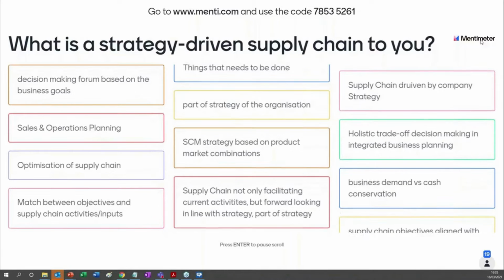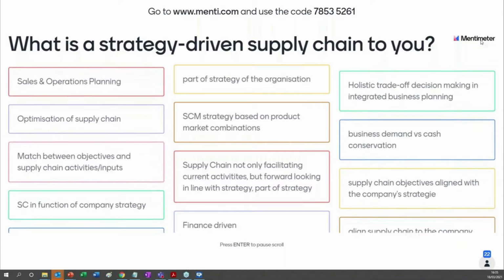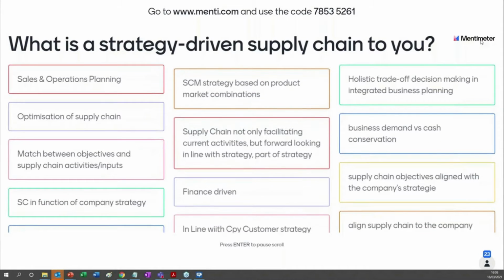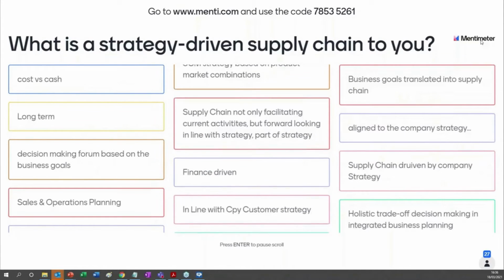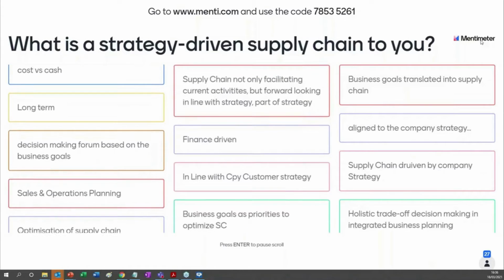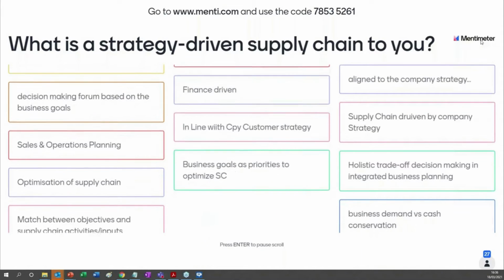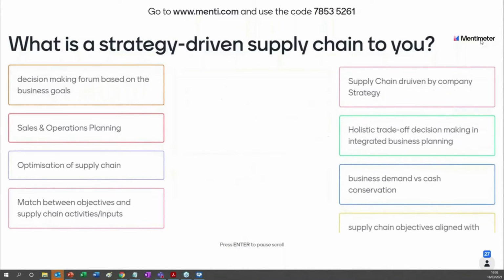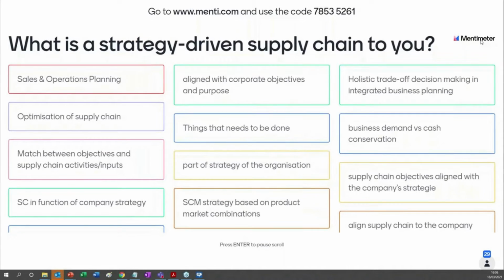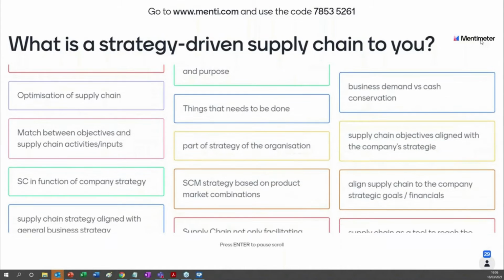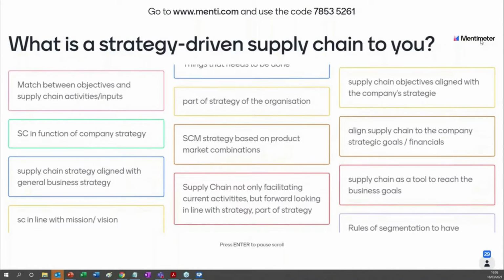SCM strategy based on product market combinations. One of the typical questions is, can we have different strategies for different product market combination segments? That is something we will come back to in our second webinar. In line with the company and the customer strategy, yes, for sure, very important. The strategy aspect will be more prominent in our second webinar, but I see too many supply chains which are overly designed on cost or minimum inventory, and that is sometimes conflicting with the company strategy or the customer strategy.